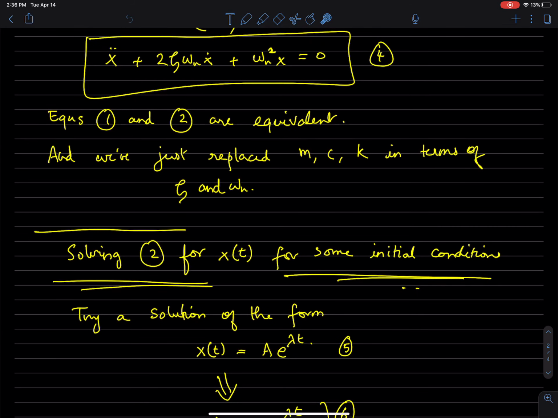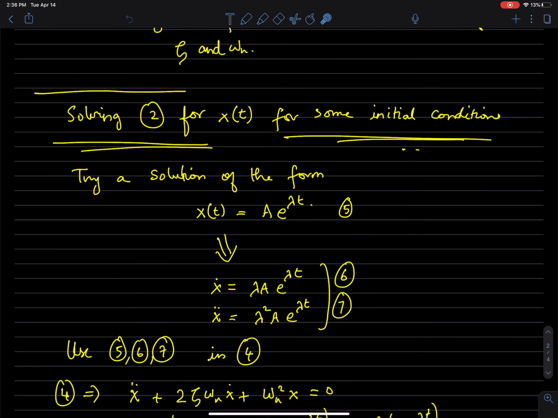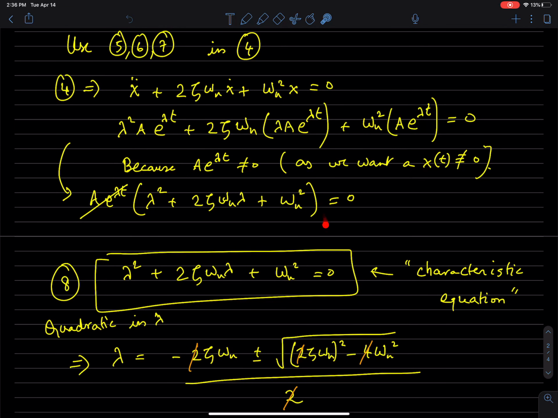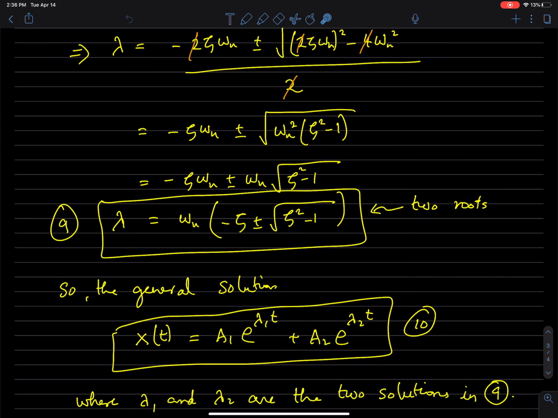And this is a second order differential equation, for which we said let's look for solutions of this nature. We got this characteristic equation, which is a quadratic equation which we can solve. And the two solutions that we get are lambda 1 and lambda 2, which are given by omega n times minus zeta plus minus square root of zeta square minus 1.